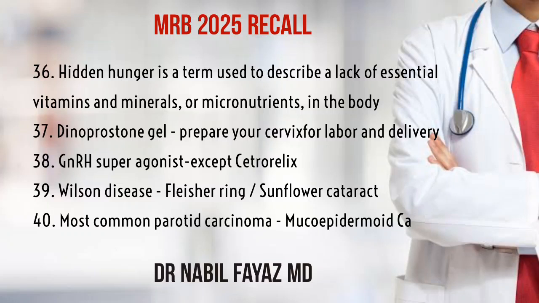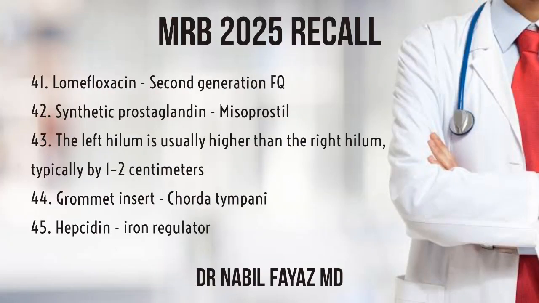Wilson disease: the answer is sunflower cataract. Fleischer ring is seen in keratoconus, not Wilson disease. In Wilson disease, we see KF ring. Most common malignant tumor of parotid gland is mucoepidermoid carcinoma. Lomefloxacin is the second generation fluoroquinolone. Others like ciprofloxacin, norfloxacin, pefloxacin are all first generation.